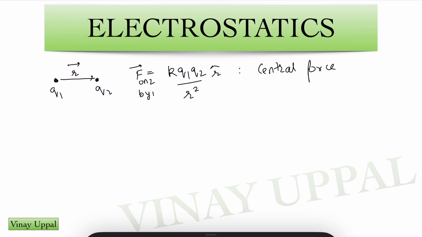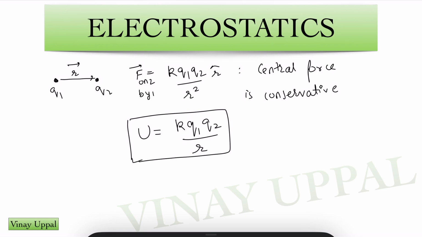So central force is conservative, and conservative force means, we've seen this in our work power energy chapter, a force whose work is independent of the path taken from one point to another point. And for conservative forces, we can define potential energy. So here the potential energy between these two particles is K Q1 Q2 by R.